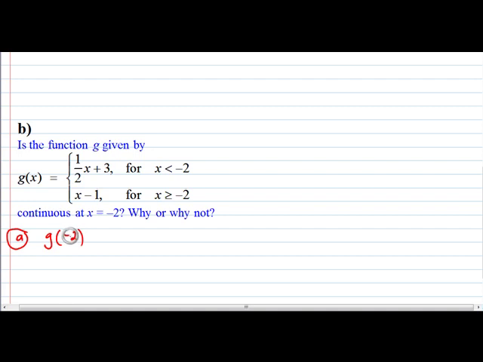So minus 2 belongs inside this domain because this domain says that x is greater than or equal to minus 2. Therefore, I'm using this equation here to evaluate the g value. I put minus 2 inside here, minus 2 minus 1, and I have minus 3. Now we need to find the limits.